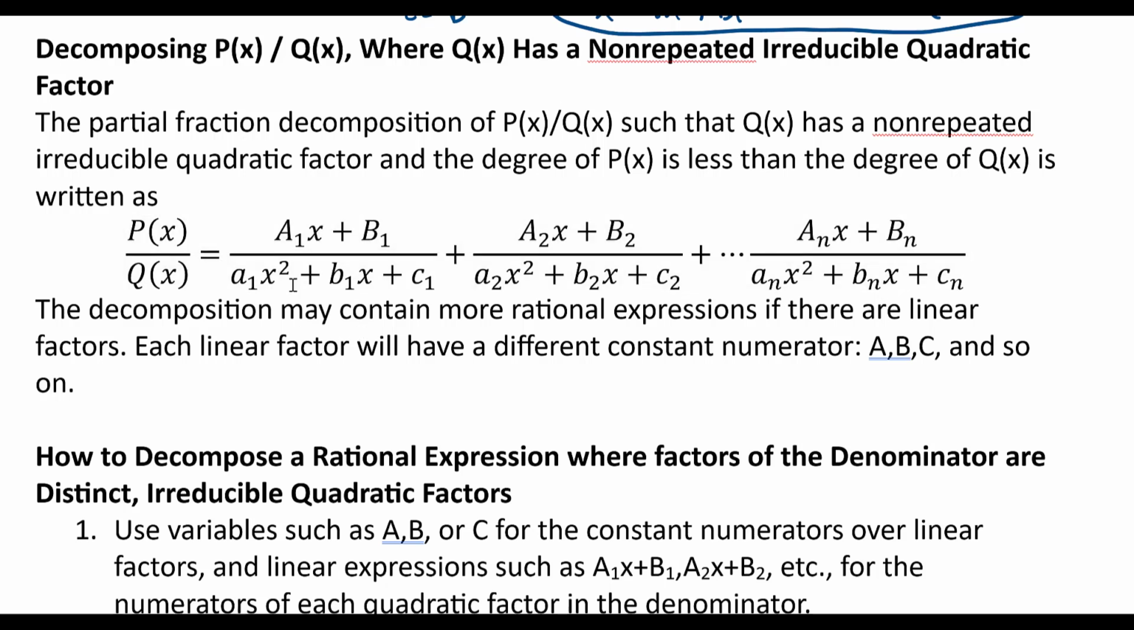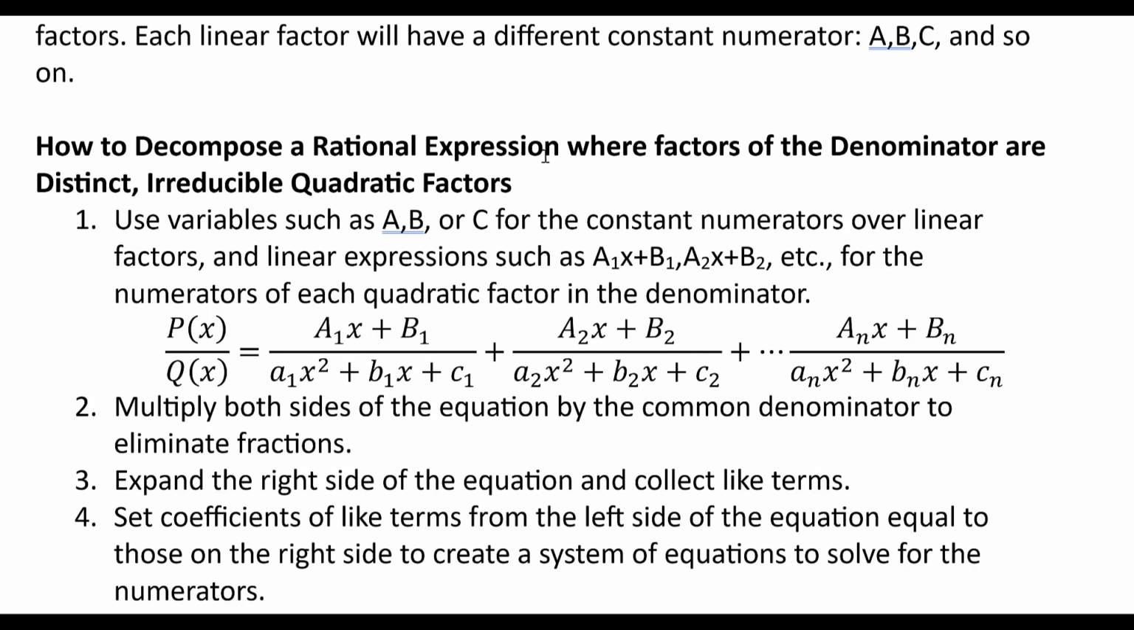So the decomposition may contain more rational expressions if there are linear factors. Each linear factor will have a different constant coefficient, constant numerator a, b, c, and so on. How to decompose a rational expression where the factors of the denominator are distinct irreducible quadratic factors. Use variables such as a, b, or c for the constant numerators over the linear factors, and linear expressions such as a1x plus b1, a2x plus b2, and so on for the numerators of each of the quadratic factors. So we list it out like that.